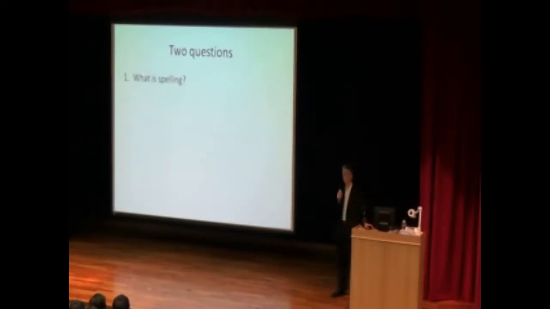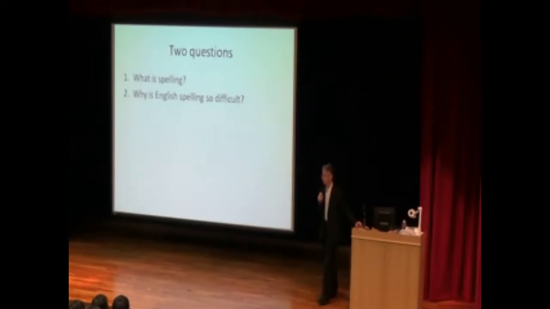The first question is, what is spelling? And I think all of you think, well, I know what spelling is. Spelling is just, and you could probably give a definition. But as I went about investigating this question, I realized it's a much deeper question than even I realized. The second question is, why is English spelling so difficult? And I hope you will agree with me that English spelling is difficult. And if you don't think it's difficult, well, I would think that you're probably one of a small group of people.